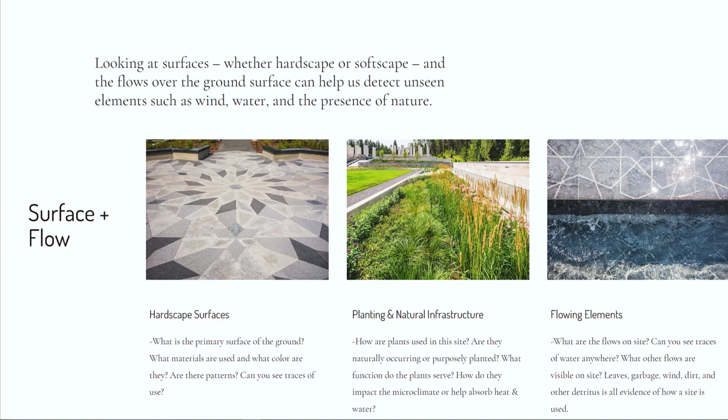And this is all evidence of how a site is used. So we have to consider that a site is used by non-human entities, and these non-human entities can be nature or animals. So look for traces of those types of flows on the site.